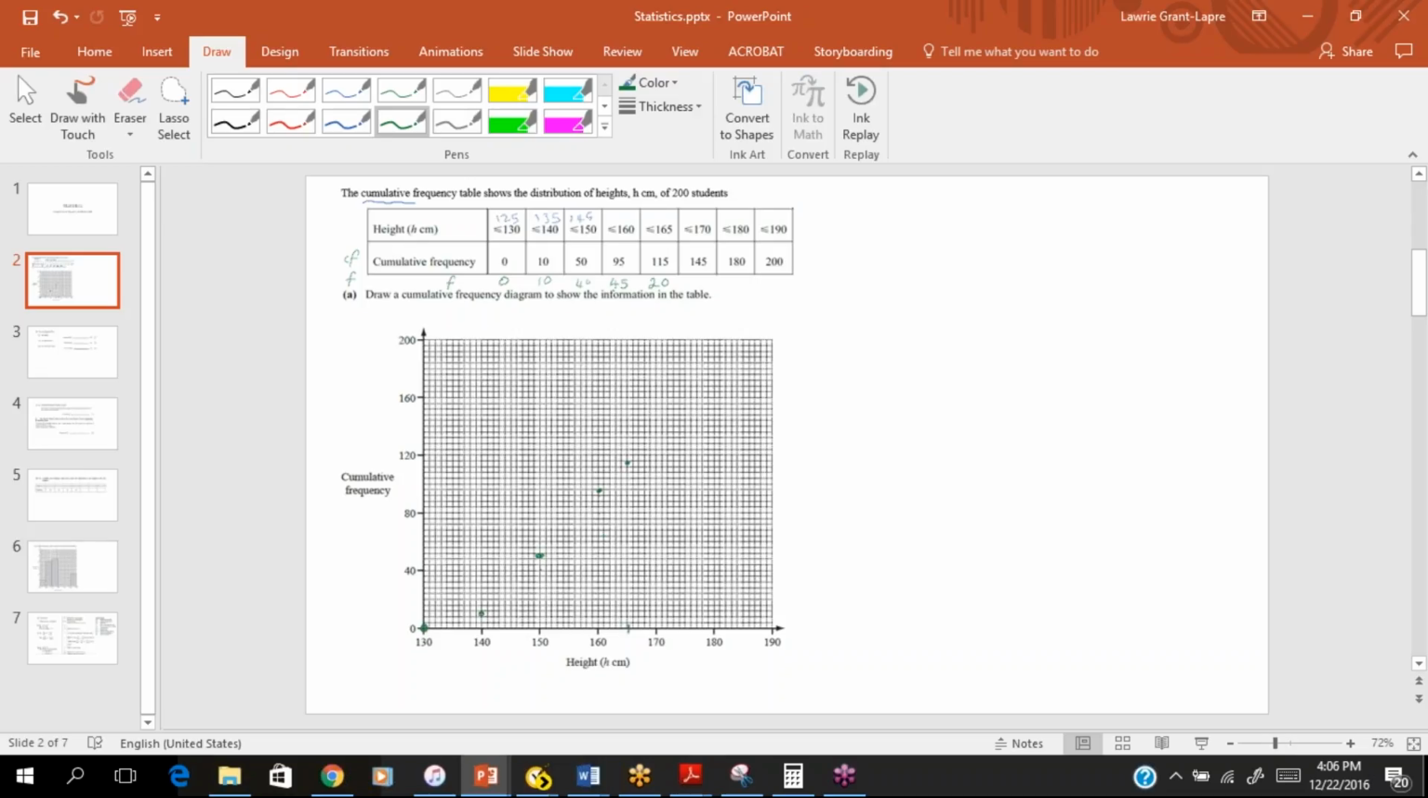So you see we trace that line down, and that is the 165 mark. We trace that line across, and that is the 116 mark.